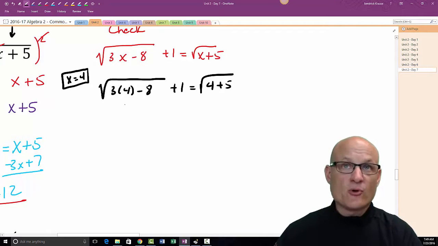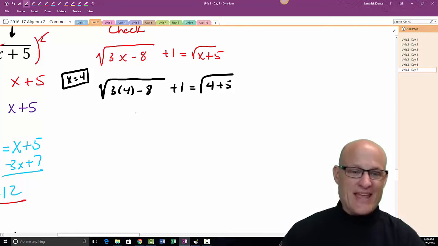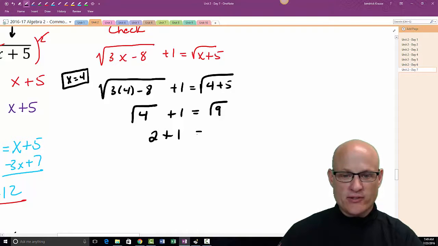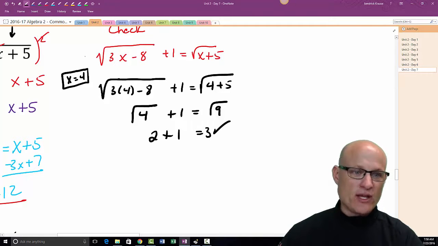Well, 3 times 4 is 12. 12 minus 8 is 4. So this is the square root of 4 plus 1. Does that equal the square root of 9? This is 2 plus 1. Does that equal 3? Ka-ching! So this works. I know that that one works.